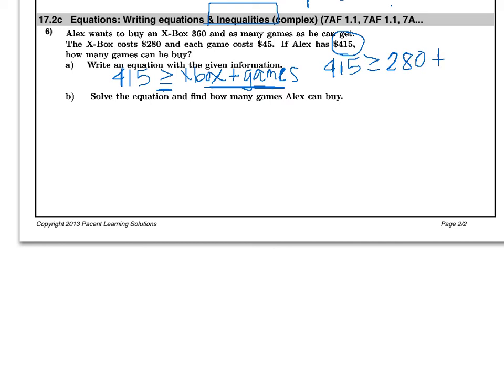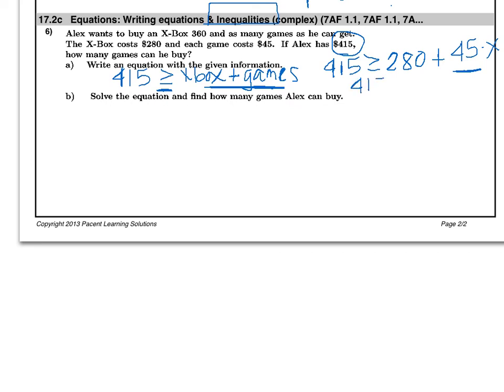If he buys one game, you would put a 45 here. If he buys 2 games, you would put a 90 there. So what are you doing? You're taking the number of games and you're multiplying it by 45. So you're saying if he buys 1 game and x is 1, then you would have 45. If x is 2 for 2 games that he buys, then you would have 90 in that spot. Okay, so this is actually our equation.